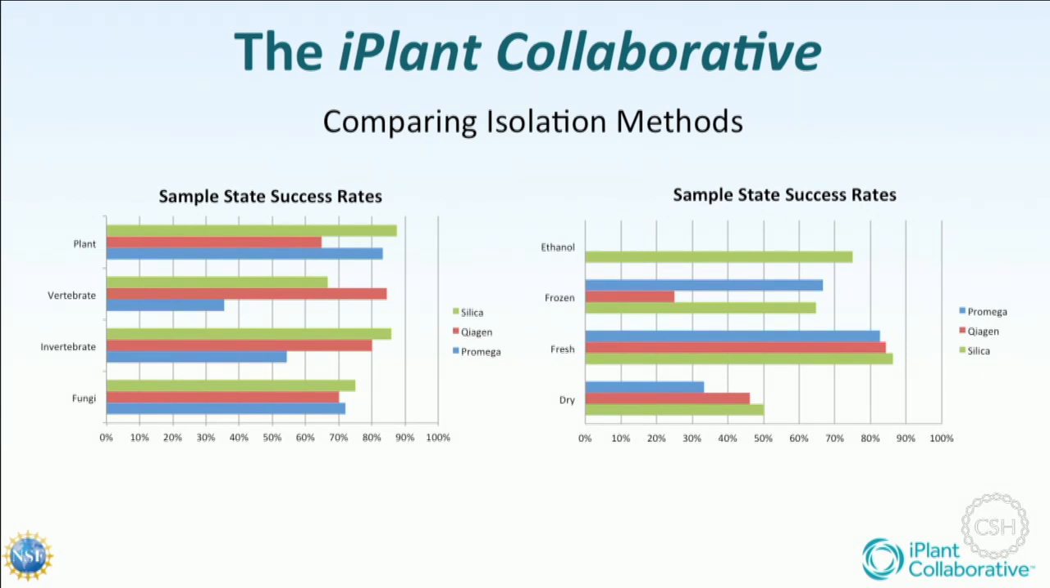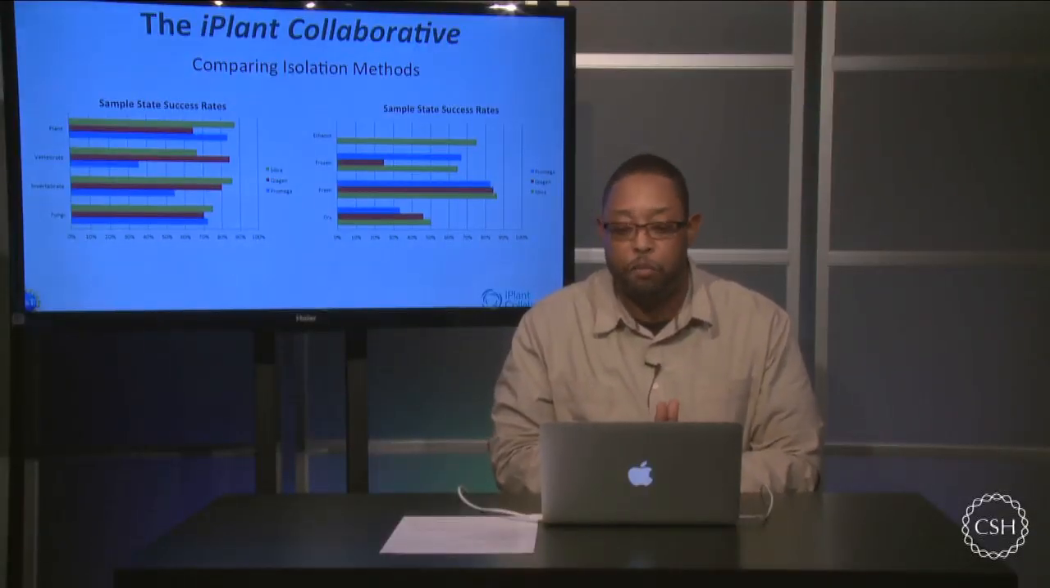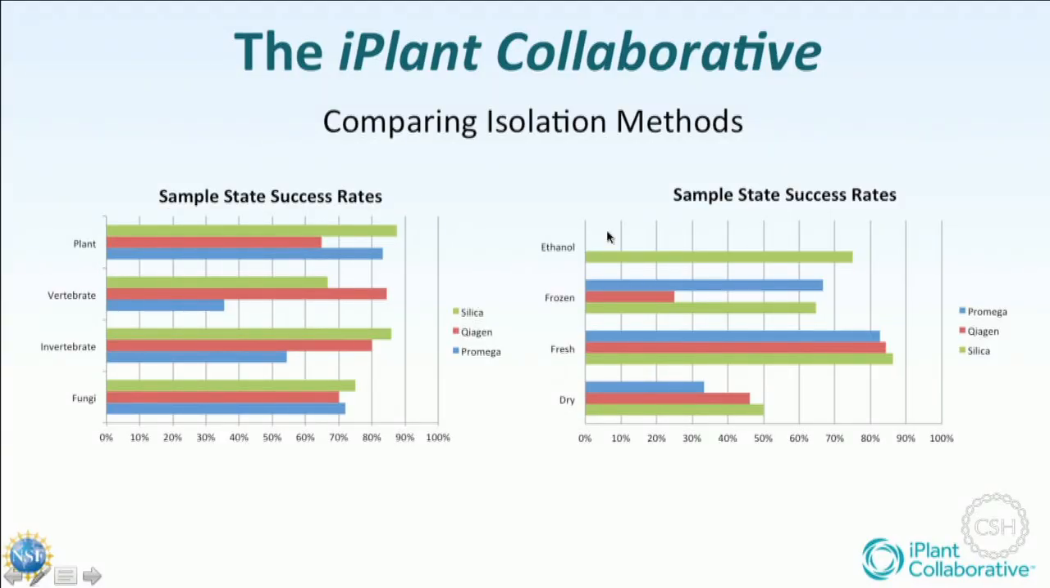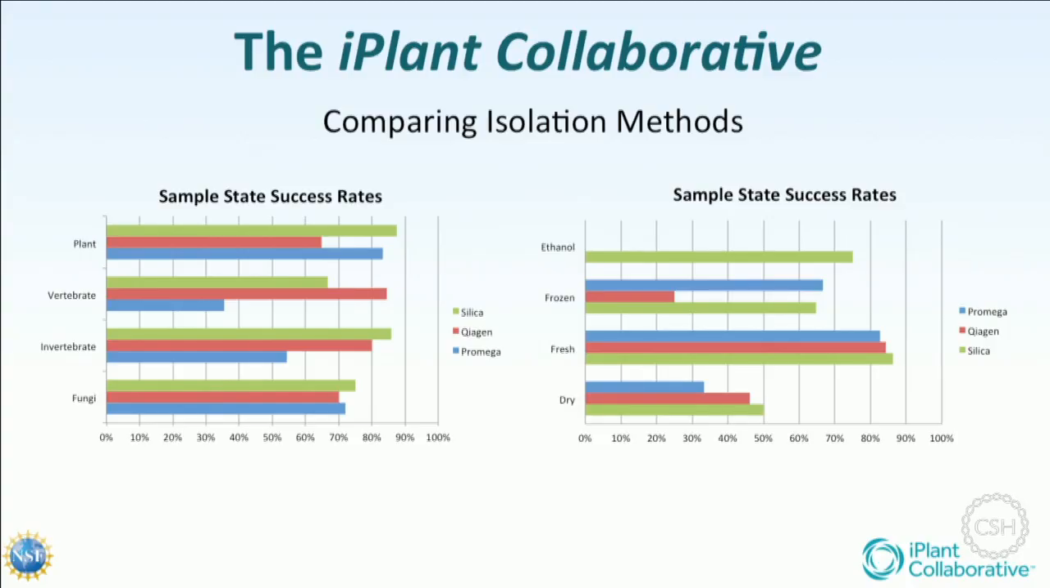The other question was, could we get effective isolation from different types of preserved samples, whether, as shown over here to the right, they were in ethanol, frozen, dry, or fresh? So in any one of those four states, what success rate would we have for DNA isolation and a subsequent PCR reaction? What we can see here is that Promega is in blue, QIAGEN is in red, and silica is in green. And we can see that QIAGEN is exceeding all of the commercial kits represented here, showing that it's actually a superior method in many cases.